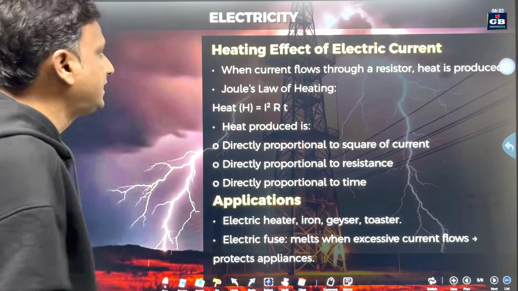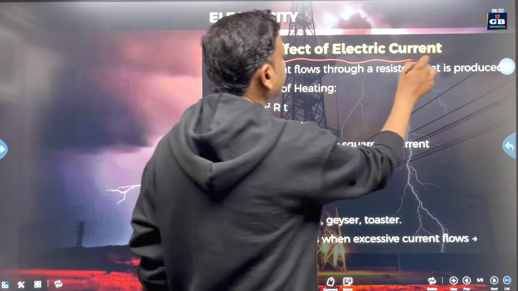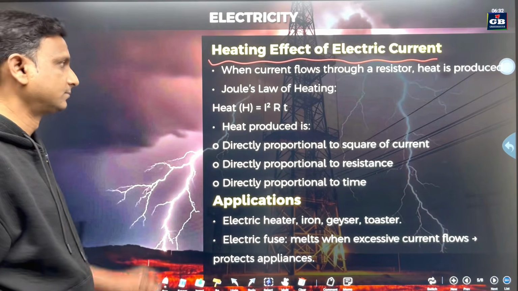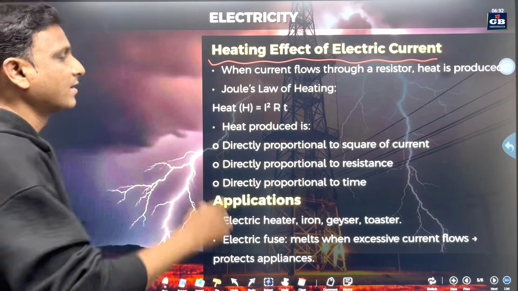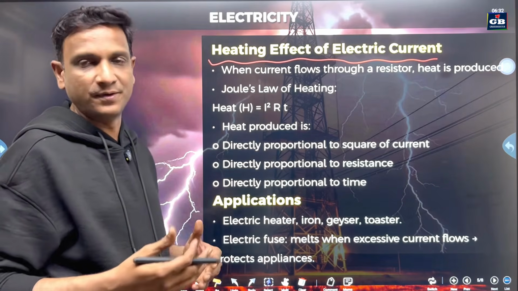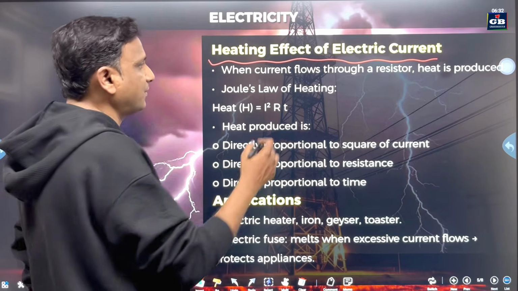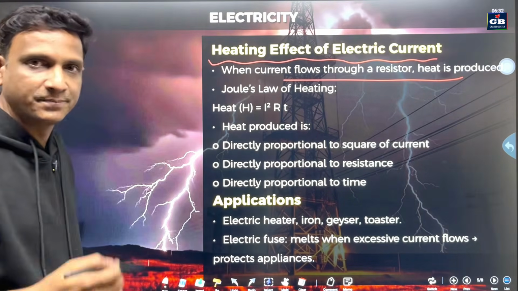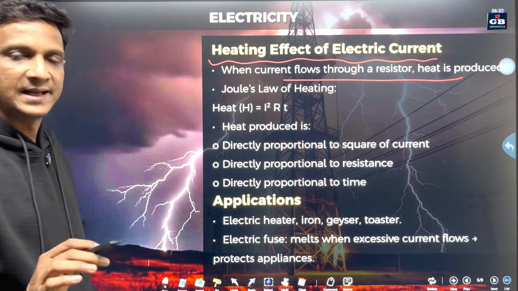Next, heating effect of electric current. When current flows through a conductor, because of resistance, some heat is produced. Okay, so the heat is produced. We are going to study the heat produced in electricity.